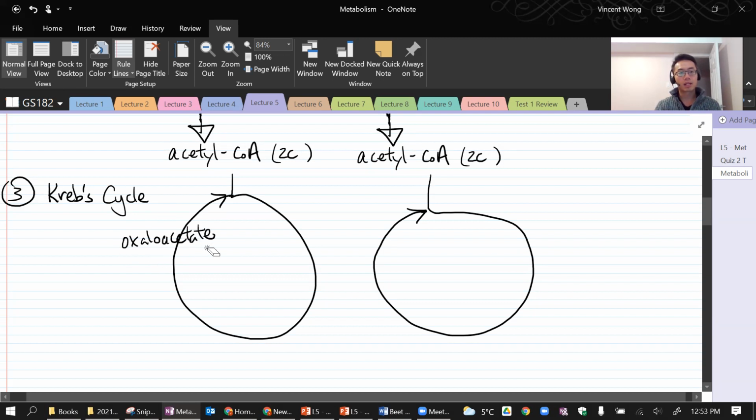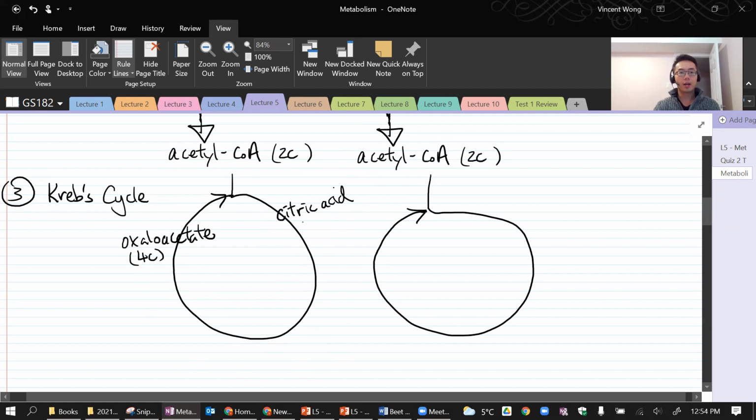Okay, big name, oxaloacetate. Now this oxaloacetate has 4 carbons in it. So the first thing that happens in the Krebs cycle is that this acetyl-CoA will combine with the oxaloacetate, and then it will create citric acid. It's the first product in the whole cycle. That's why it's also called the citric acid cycle.